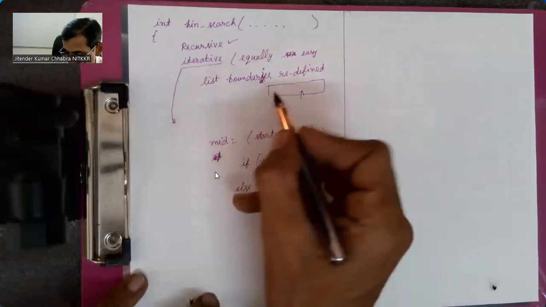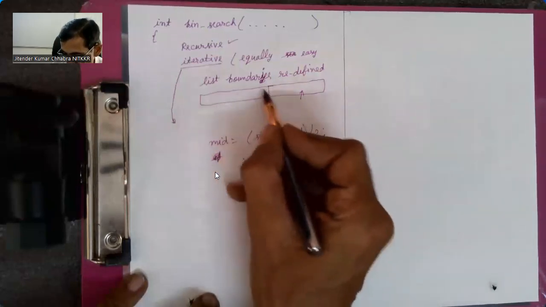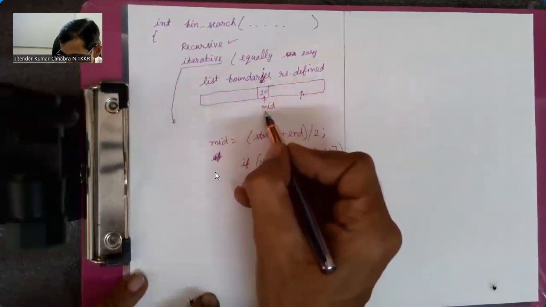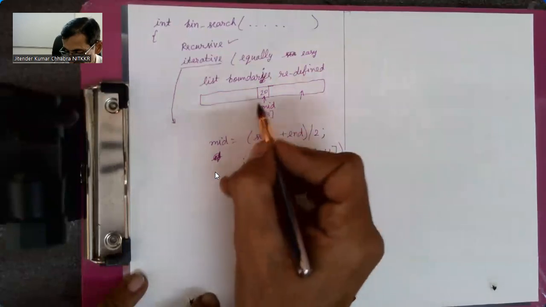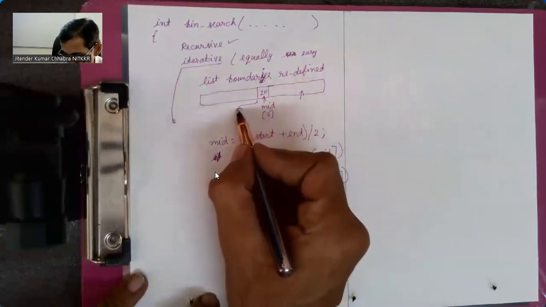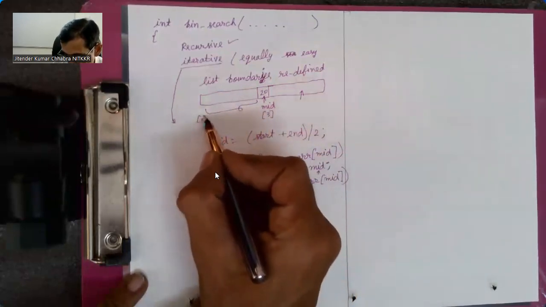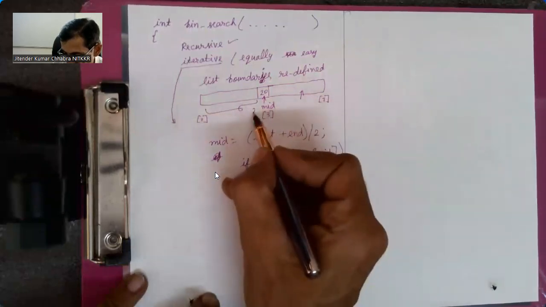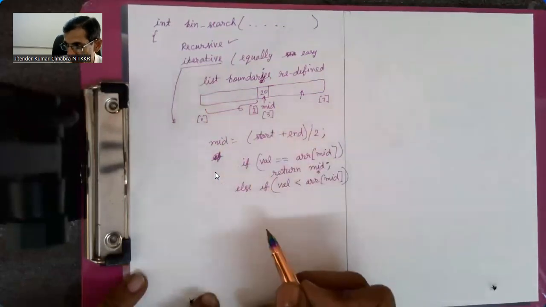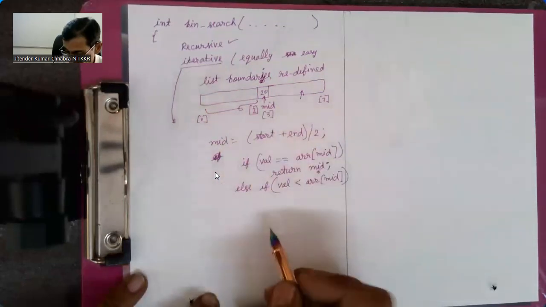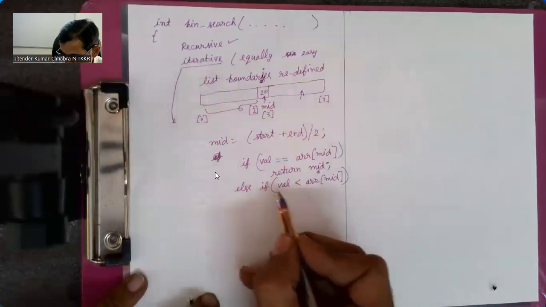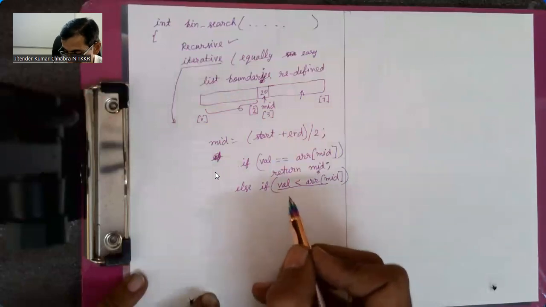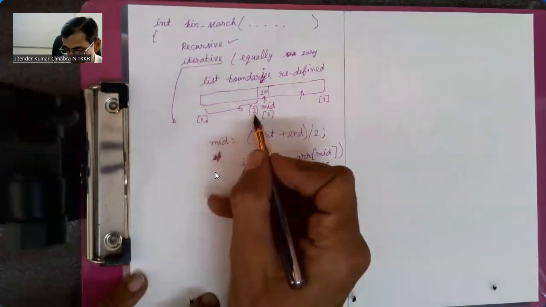Left sublist means what? Let's say this was my 20, this was my middle. Middle is at index 3. Left sublist means earlier the list was 0 to 7, but now the list will be 0 to 2. And if I want these indexes to be readjusted, what is my new list boundary? 0 to mid minus 1.